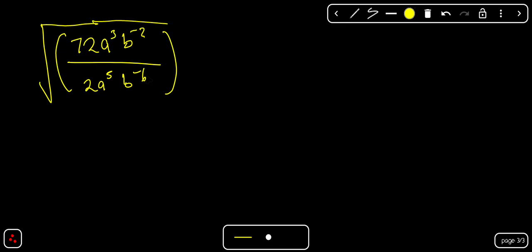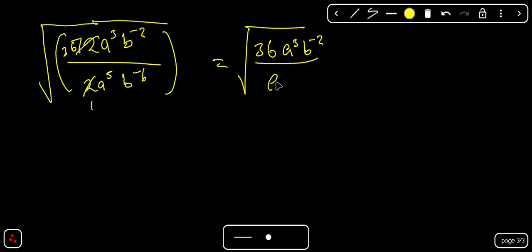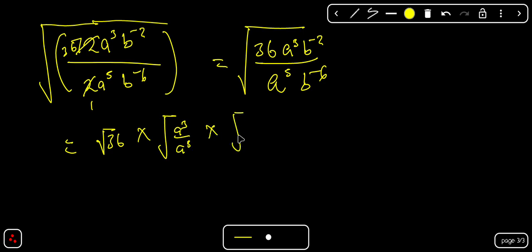So then how are we going to simplify this? Okay, so this is very simple for us to do. Now, what you notice, 2 can divide 72. So 2 into 72 will give us 36. So this will be equal to square root of 36, then multiply by a raised to the power of 3, b raised to the power of negative 2, over a raised to the power of 5, b raised to the power of negative 6. Okay, so you can split it, so that will be square root of 36, then multiply by square root of a raised to the power of 3 over a raised to the power of 5, multiply by square root of b raised to the power of negative 2 over b raised to the power of negative 6.